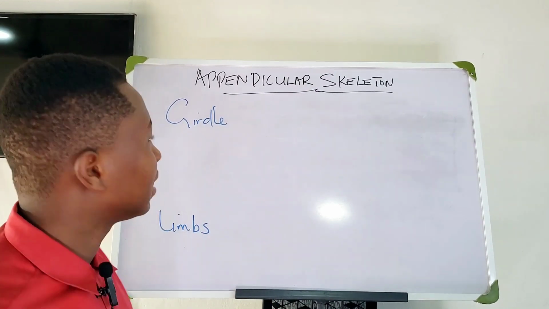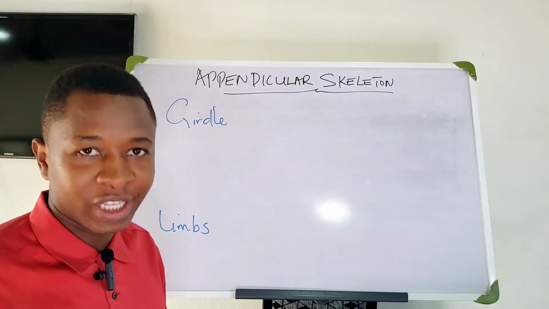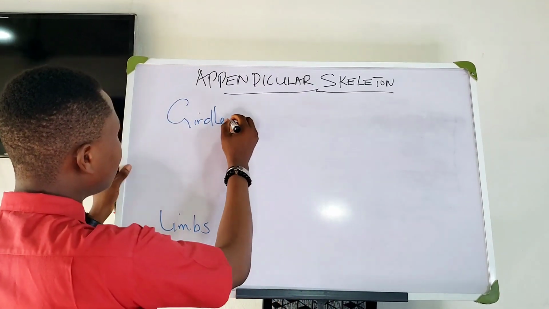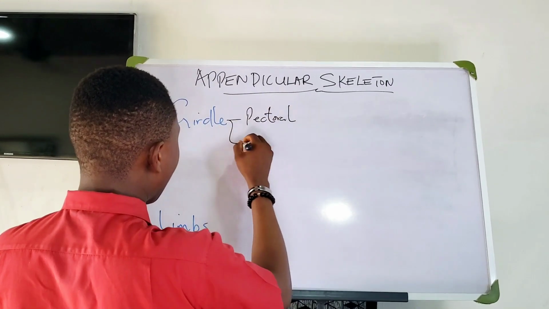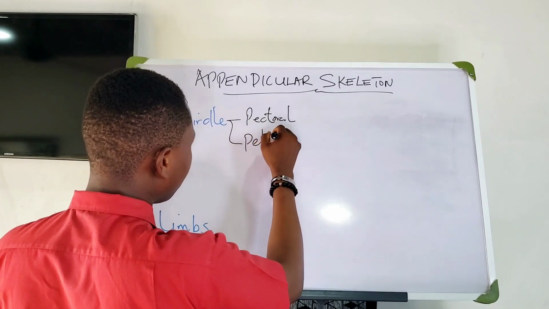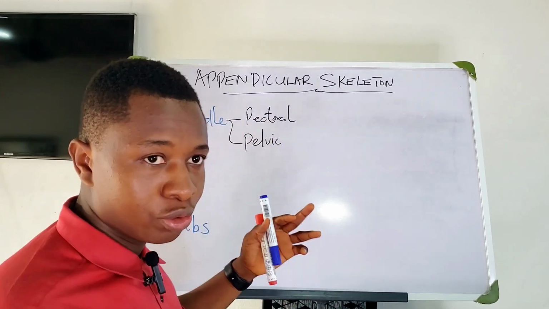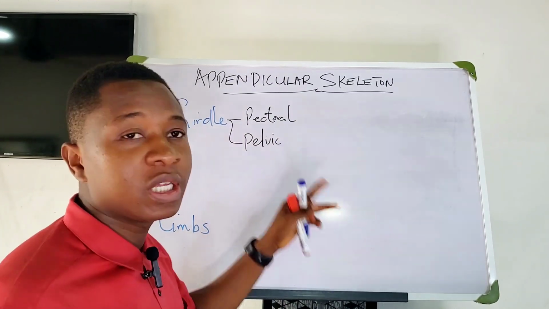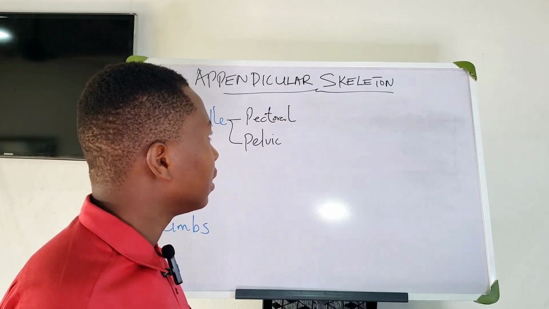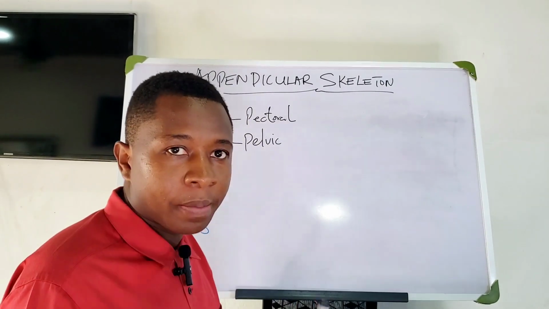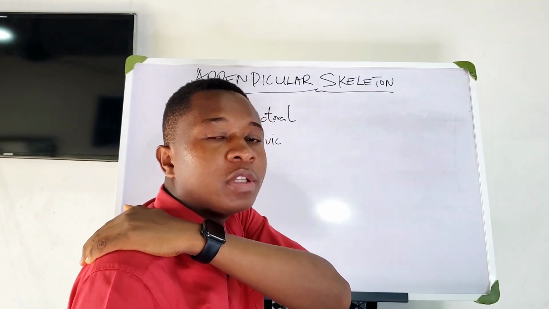So we are going to look at the girdle in detail now. There are two basic types of girdle. We have the pectoral girdle and the pelvic girdle. The girdle is divided into two: the pectoral girdle and the pelvic girdle. Now the pectoral girdle is the girdle of the upper arm. They are found at this position. They form the shoulder.